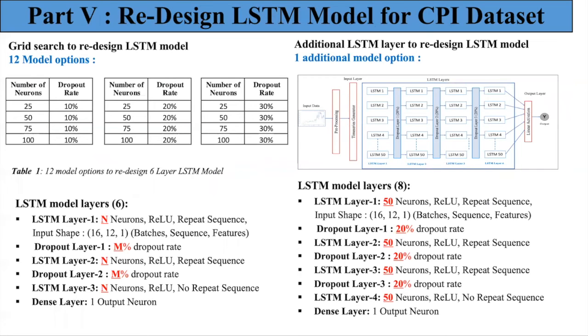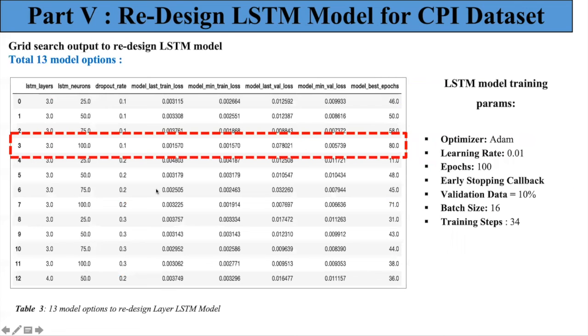So in order to see how we can improve the performance, we'll redesign the LSTM model for the same CPI data. In order to redesign the LSTM model, again, I have applied the grid search method. I have used different values of the number of neurons and different values for dropout rate. And I have created 12 combinations, basically 12 models, to apply on the original 6-layer LSTM model. In my function, I'll pass the number of neurons from the first column and dropout rates from the second column across all the layers and see how it performs for the training and validation data sets.